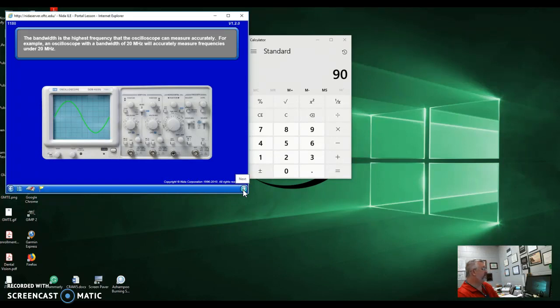Bandwidth is the highest frequency. This particular one's at 20 megahertz. So if we tried to measure something that had greater than 20 megahertz, our scope would not be able to handle it and just could not stop the waveform. Now that probably means we've got a little bit of wiggle room there. We might be able to measure something at 22 megahertz, but at some point we're going to get past the capability of the particular scope that we have.